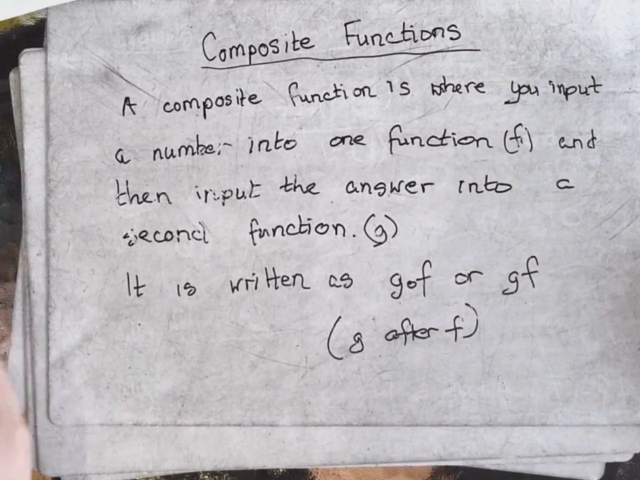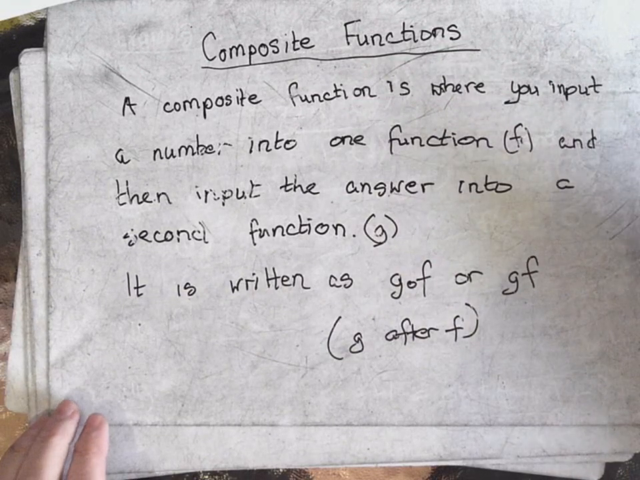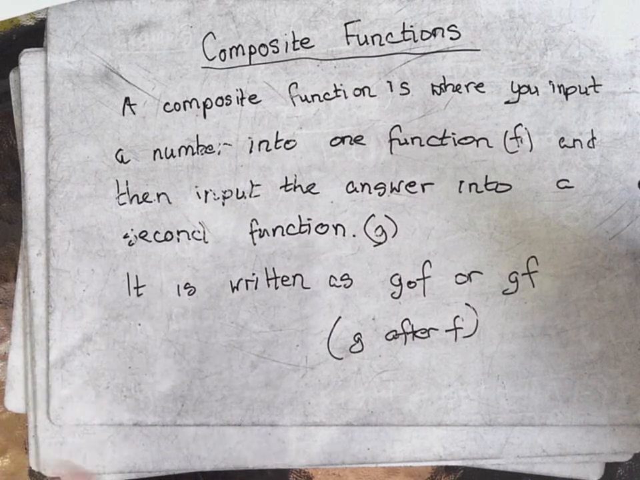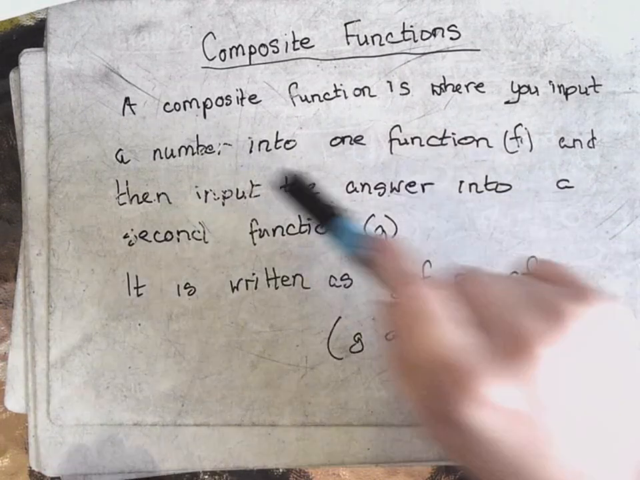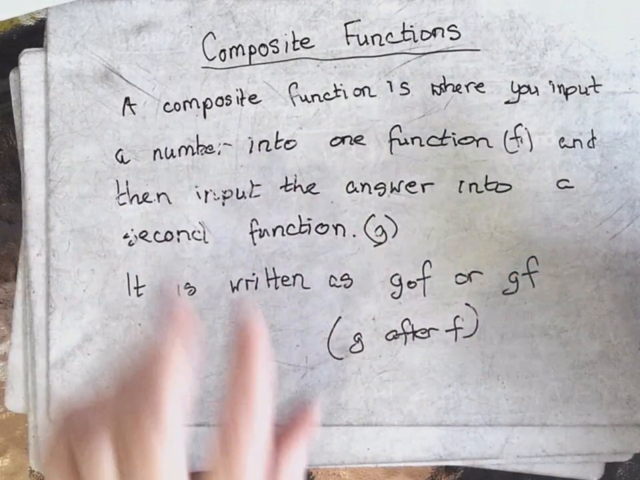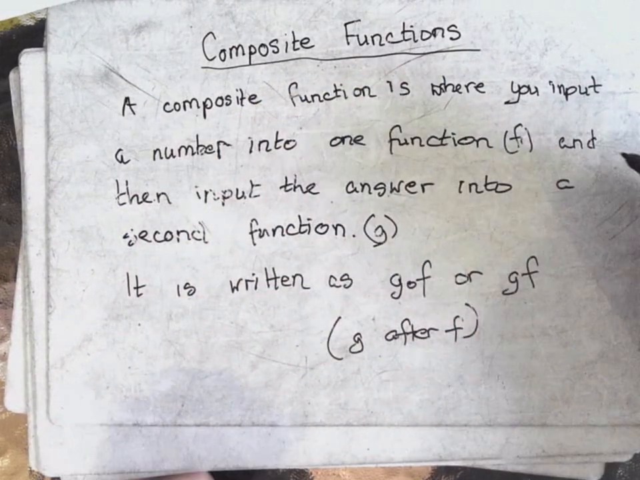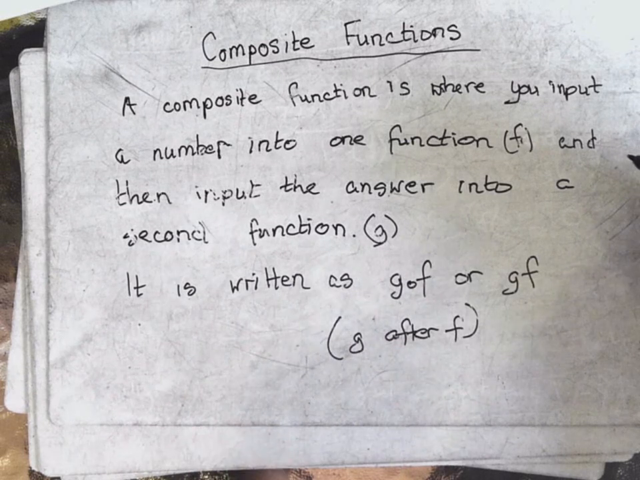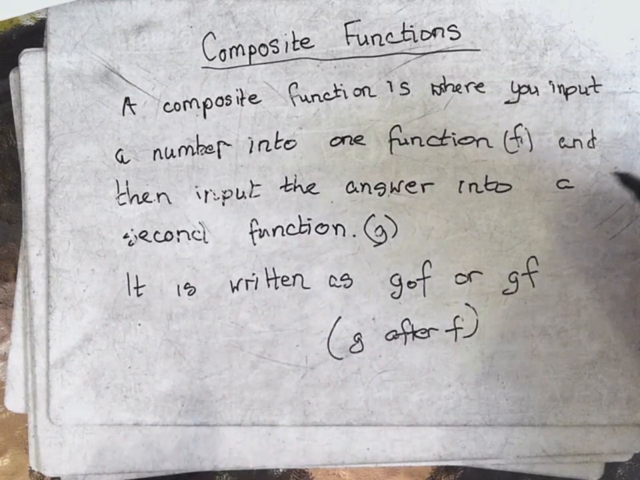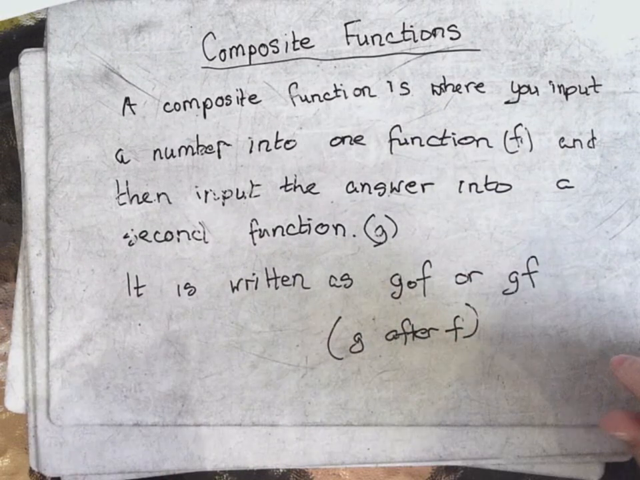Okay girls, today we're going to talk about composite functions. A composite function is two functions together. What you do is put a number into the first function, f we'll say, and then you take the answer and put that into the second function. Now that won't make sense until we do an example.